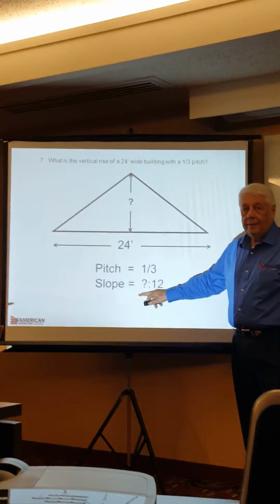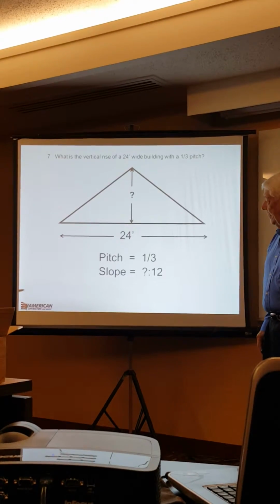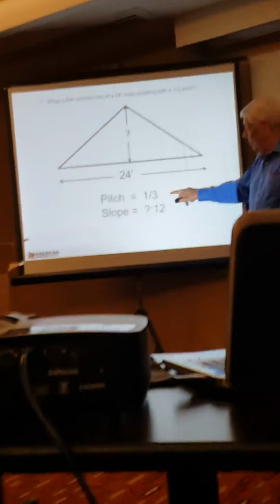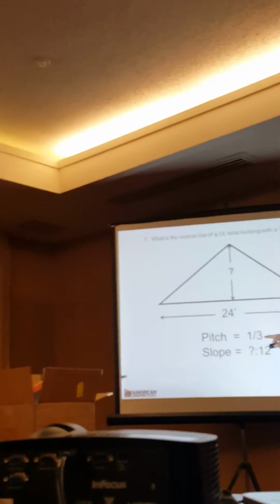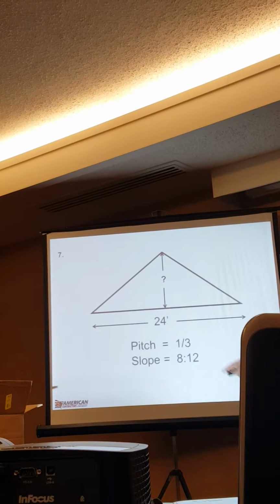Needed the slope, right? But they gave us the pitch. So jumping back, the pitch is the slope: 3 inches in 24 will go 8 times, right? So it's an 8-12 slope. So now we can work the problem.